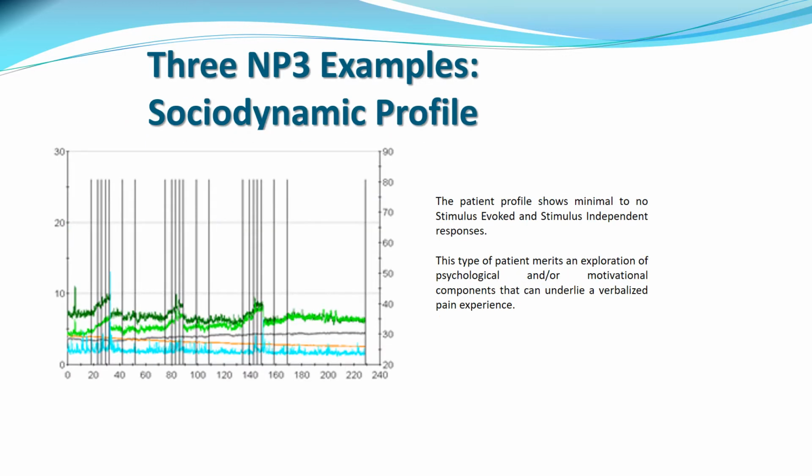This profile shows an absence of brain-based fight or flight responses. Here we see an absence of any physiological response associated with stimulation. This sociodynamic response is usually generated by deep-rooted psychological problems like previous childhood abuse, physical assault, or sexual assault.